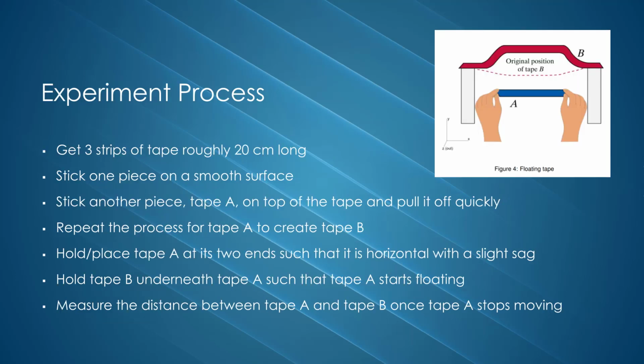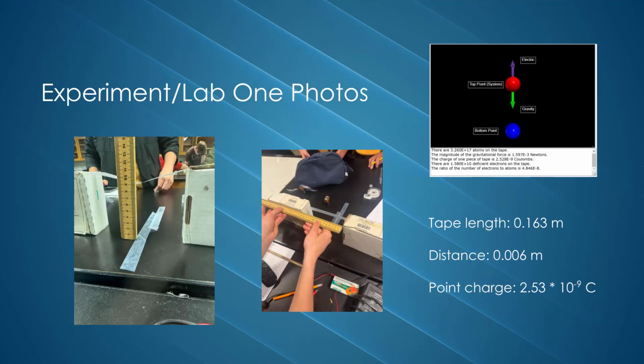Experiment process. So we'll create two charged pieces of tape by quickly ripping them off a smooth surface. And we'll place one tape such that it is horizontal with a slight sag, and then we'll take our second piece of tape and hold it underneath that top piece until the top piece has hovered and it stops moving. Here are some photos of the experiment and our results from a previous lab.